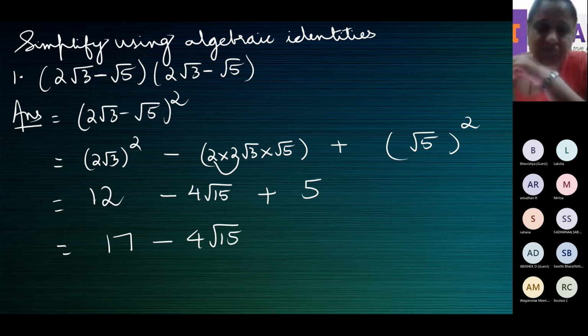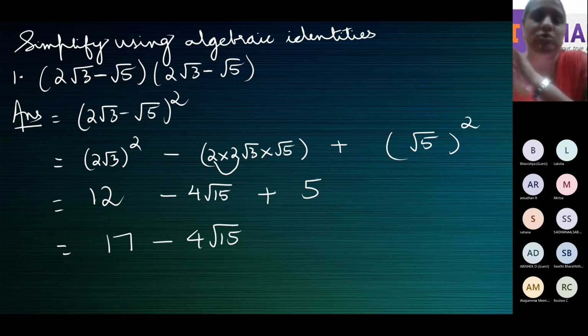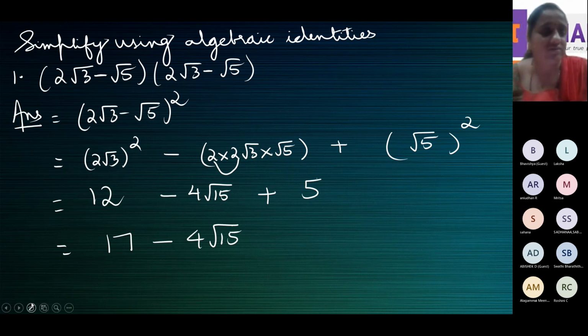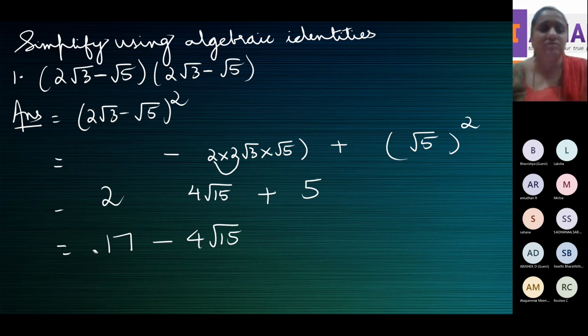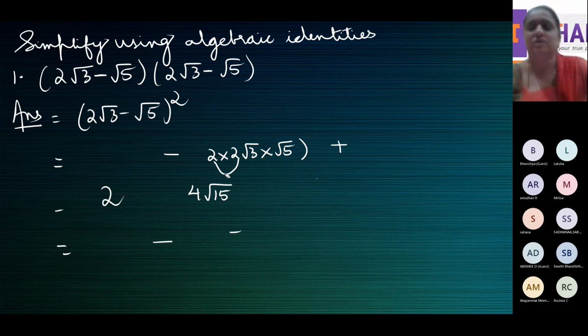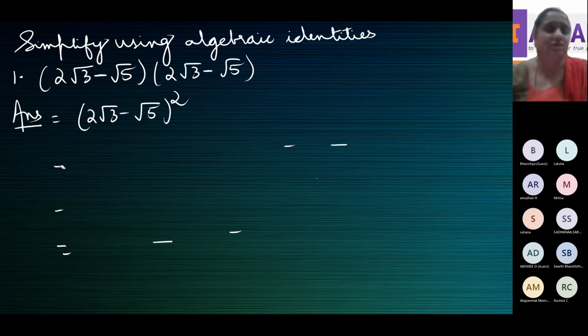So it's like a minus b into a minus b. How do you multiply a minus b into a minus b? It is a minus b the whole square. Now what is a minus b the whole square? A square minus 2ab plus b square. Then you'll have to simplify. And then 12 plus 5 is 17. And that's it. Now supposing it was 2 root 3 plus root 5.